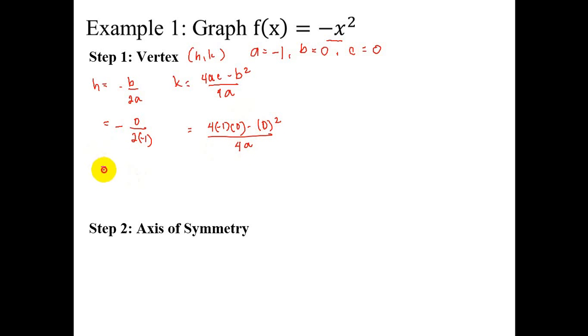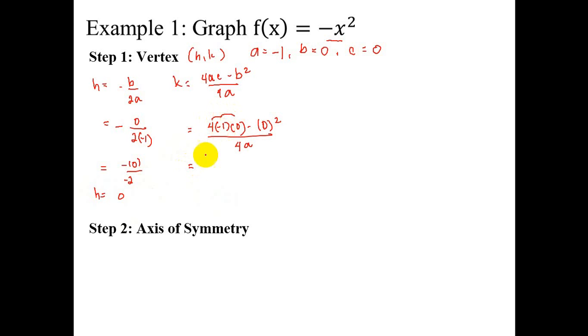So if we will be solving it manually, it is negative 0 over 2 times negative 1, which is negative 2. If we multiply negative times 0, it is still 0, and then 0 divided by negative 2 is 0. Therefore, H is 0. Next, let us simplify.